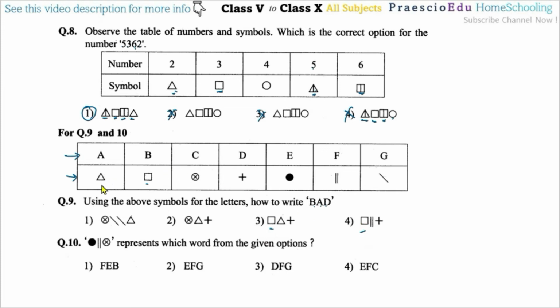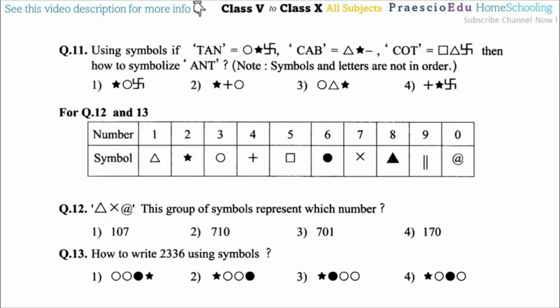Then A is a triangle, and D is a positive sign here. So option number 3 is correct. Then question number 10: this represents which word from the given options? This solid circle means E. Then two parallel lines, then F is there, and this symbol means C, so EFC. EFC means option number 4 is the correct one.